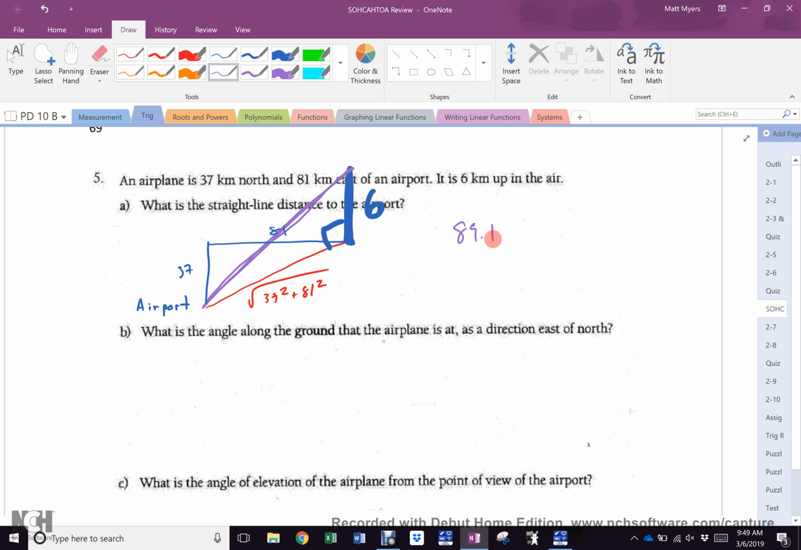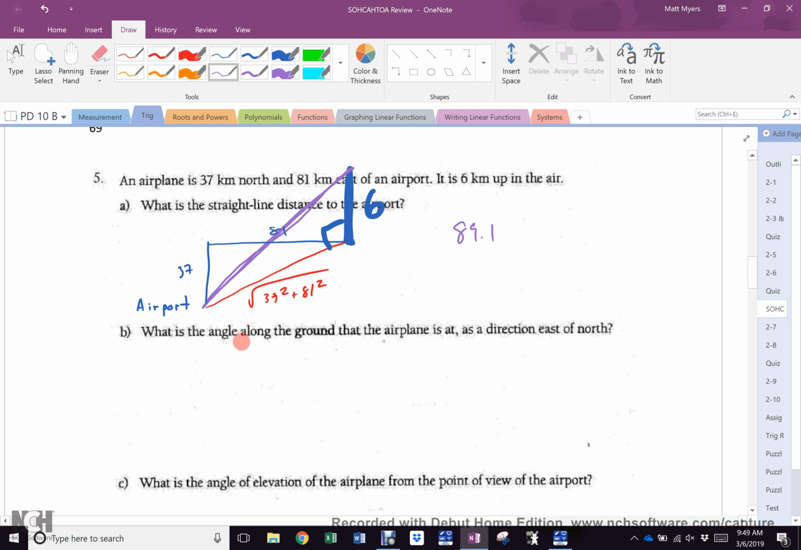Now, if you cannot visualize that in 2 dimensions, you could visualize it this way. Airplane. There it is. Airport. Over on the ground. Right? But not straight over. 81 kilometers east and 37 kilometers south. The plane would have to land on that line. Okay?